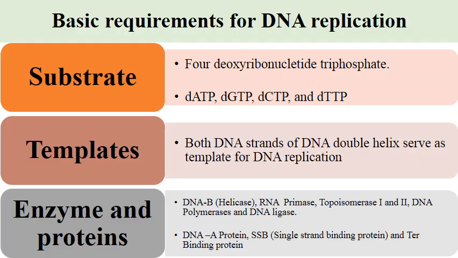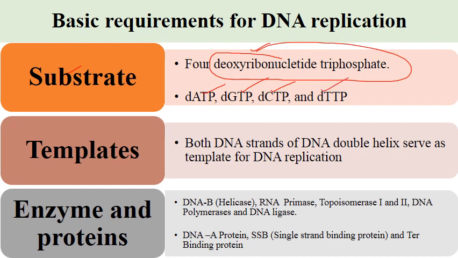Firstly, what are the basic requirements for DNA replication? It requires, firstly, the substrate, which are the 4 deoxyribonucleotide triphosphates. Commonly present in DNA are deoxyadenosine triphosphate, deoxyguanosine triphosphate, deoxycytidine triphosphate, and deoxythymidine triphosphate. So these 4 basic deoxyribonucleotides are involved in the synthesis of DNA. Next comes the template. The parental strands of DNA, both strands, act as templates for DNA replication.